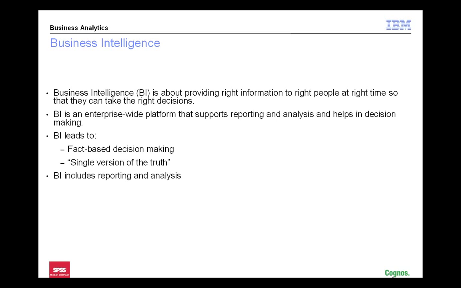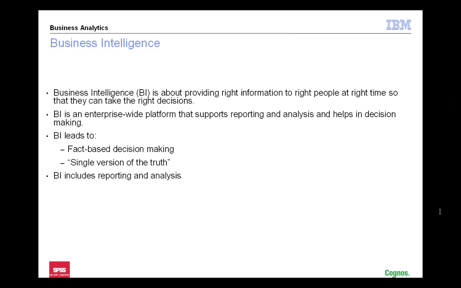Now let's come to the third point, which talks about BI leading to fact-based decision making, which means decisions are made on the actionable information that we are actually processing. We are processing the transactional data from the traditional systems, and we are turning it into actionable information. That actionable information leads us to fact-based decision making.